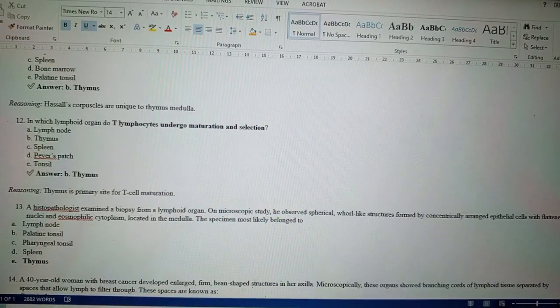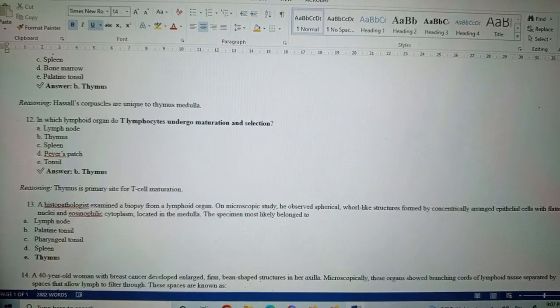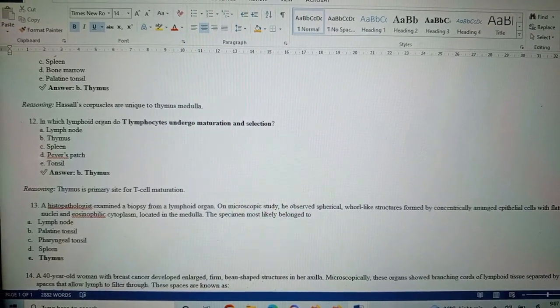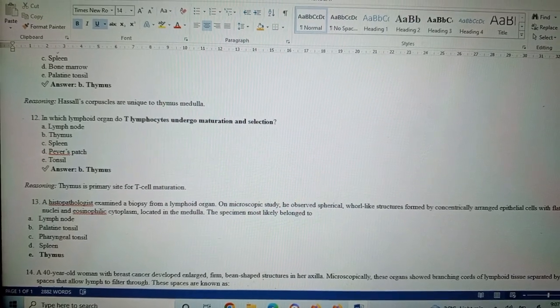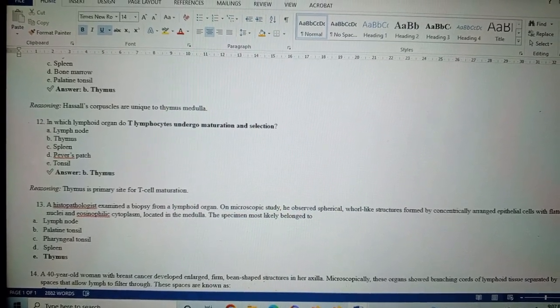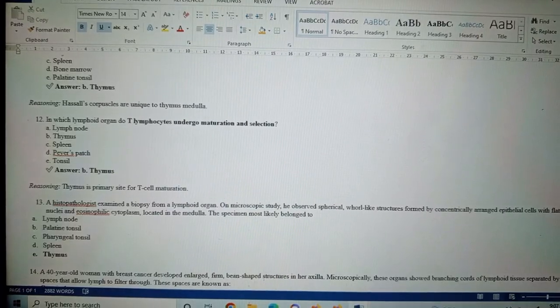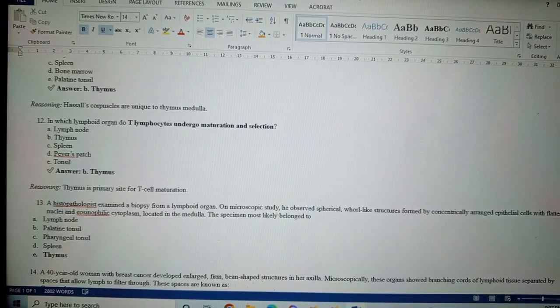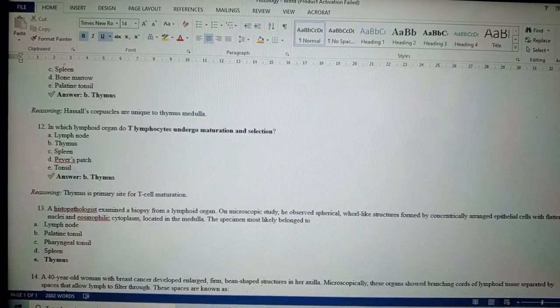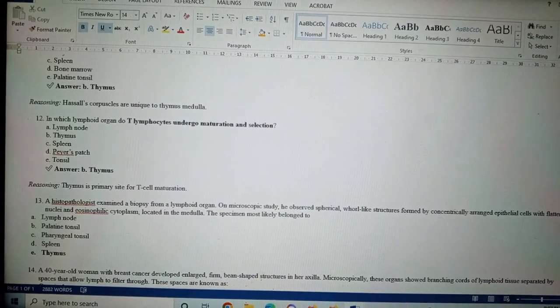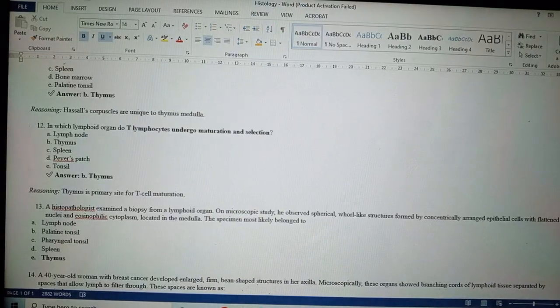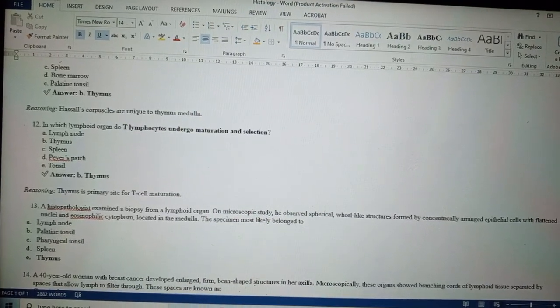Question number 2: In which lymphoid organ do lymphocytes undergo maturation and selection? The options are lymph node, thymus, spleen, Peyer's patch, tonsil. The answer is thymus, because the thymus is the primary site for T cell maturation. This question can be asked vice versa: T cell maturation takes place in which organ? This is thymus.